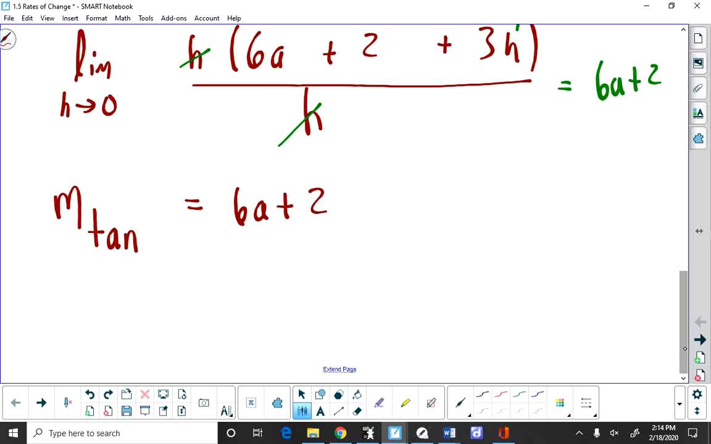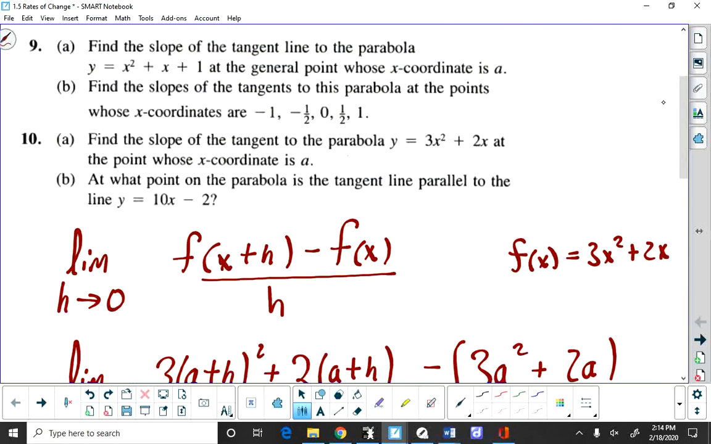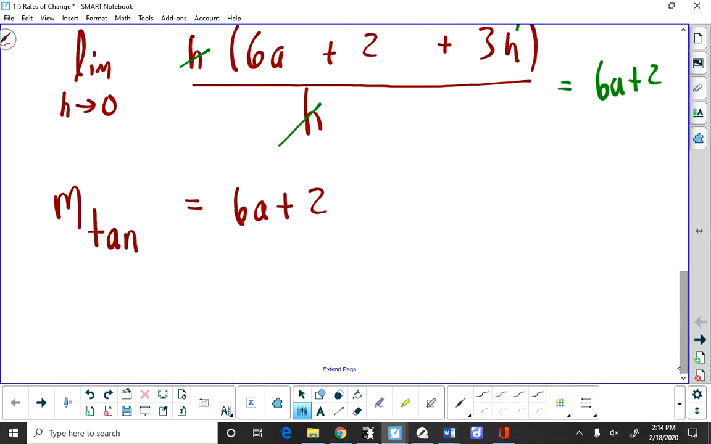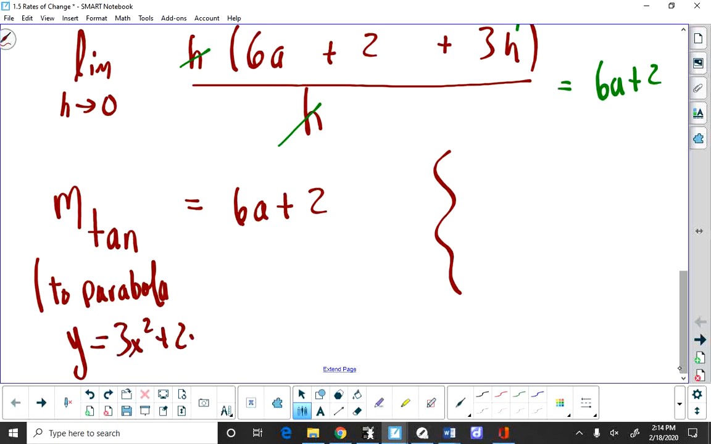You guys understand my point about changing it to x, right? It is an x coordinate. Now in question B, you're asked at what point on this function is the tangent parallel to the line y equals 10x minus 2. So there's something else going on here. This is the slope of the tangent to the parabola y equals 3x squared plus 2x. And over here, we have the line y equals 10x minus 2.